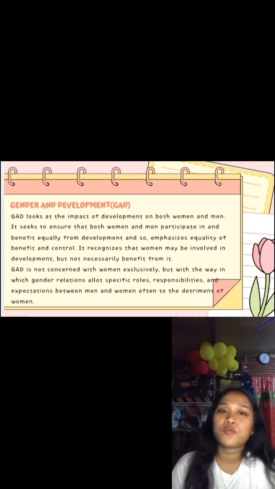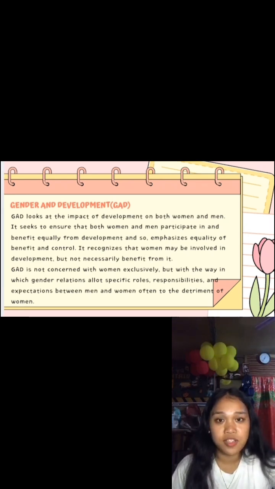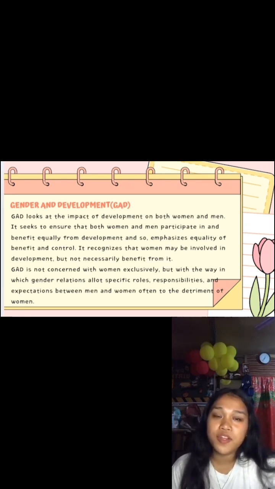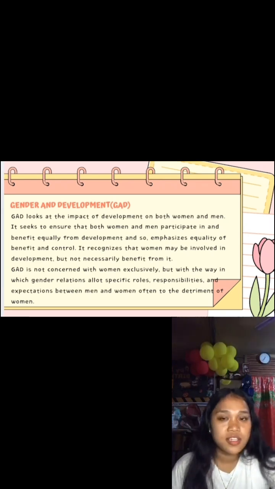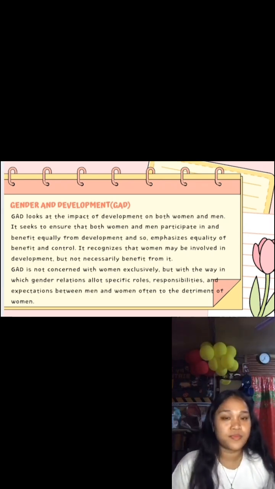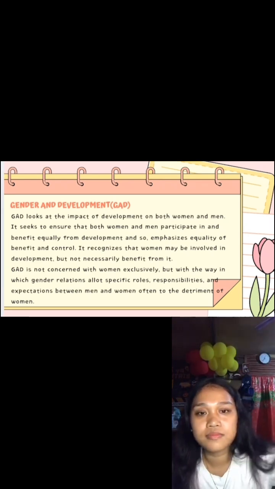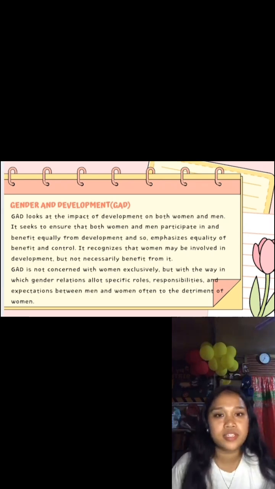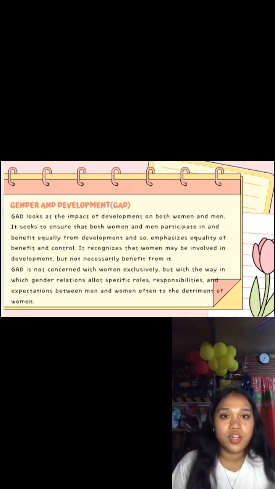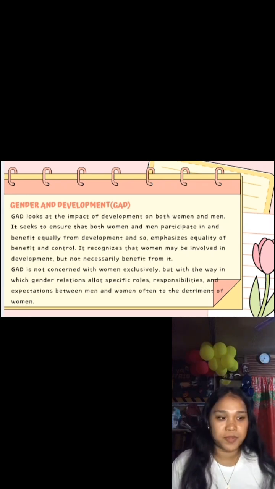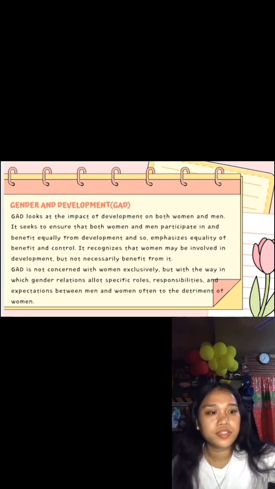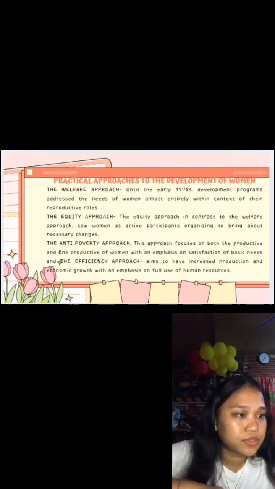So, for instance, Women in Development emphasizes integration into development, while Women and Development critiques systematic inequalities, and Gender and Development provides a comprehensive analysis of gender relations. So, how do you think these distinctions affect the effectiveness of each model in practice? So, for us to answer that question, let us proceed to the practical approaches to women's development. So let me go to the next slide.